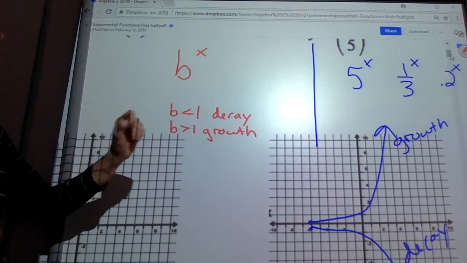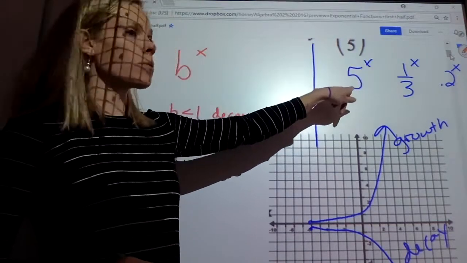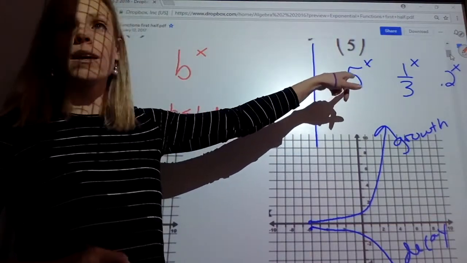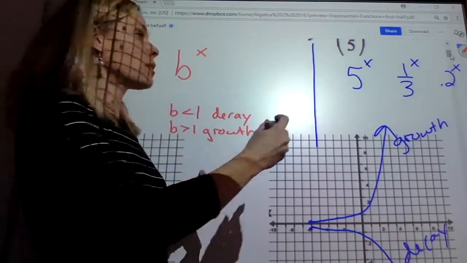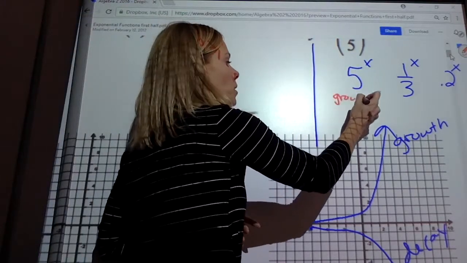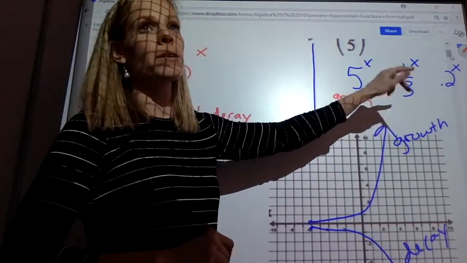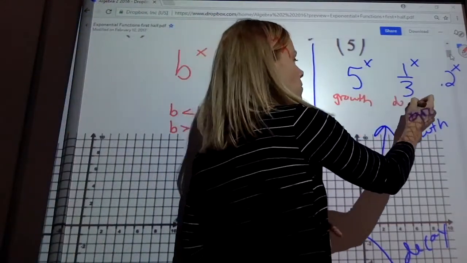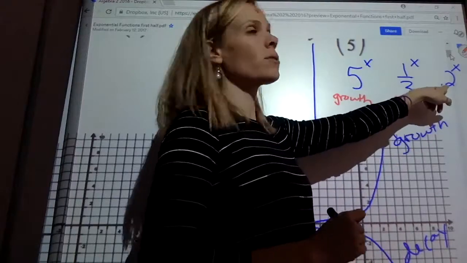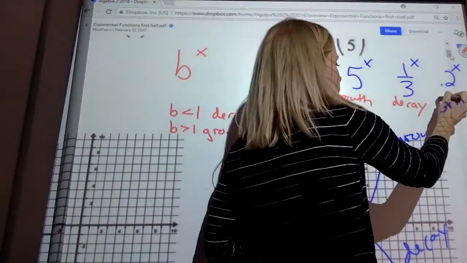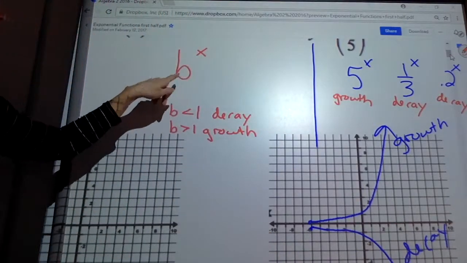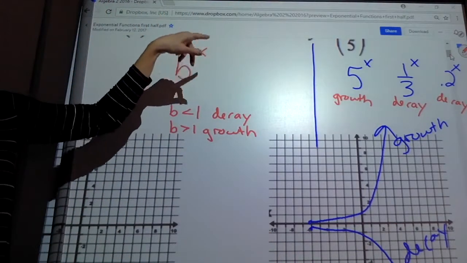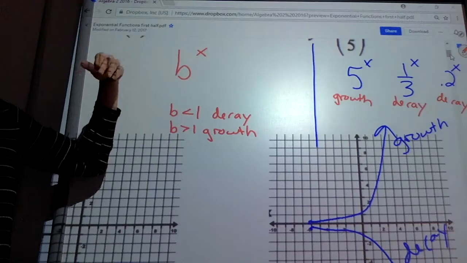Okay? So looking over here, 5 to the x power, would that be a growth or a decay? A growth, because 5 is bigger than 1. This would be a growth. What about 1/3 to the x power? Decay, because 1/3 is less than 1. What about 0.2 to the x power? Decay, very good. Okay, so growth, decay, just by looking at what number is being raised to the x power. That tells you growth or decay.